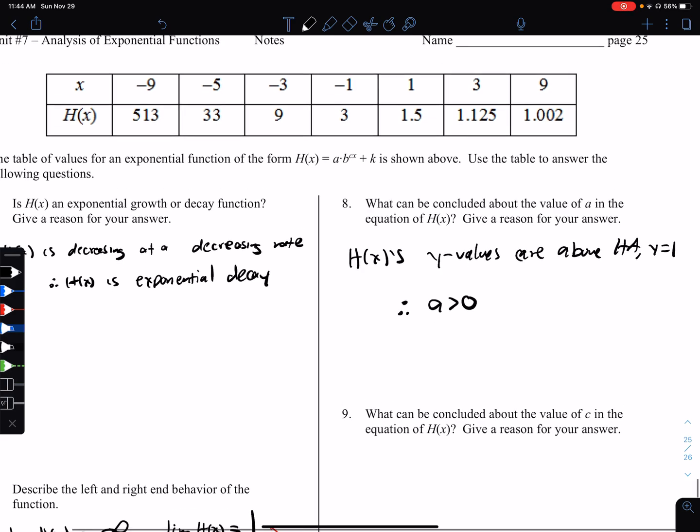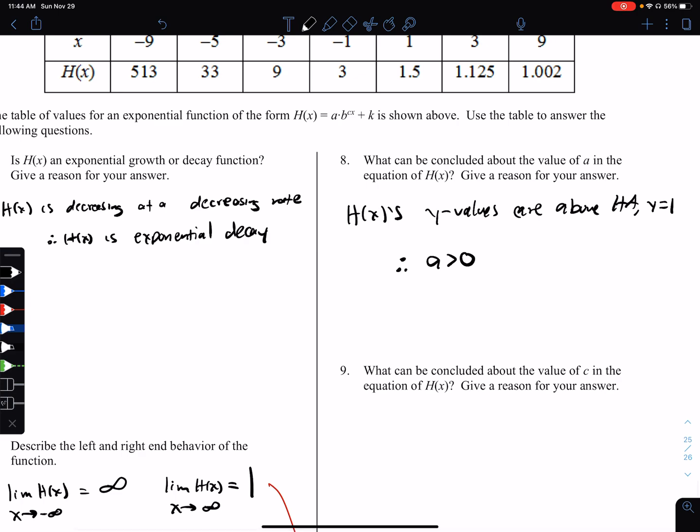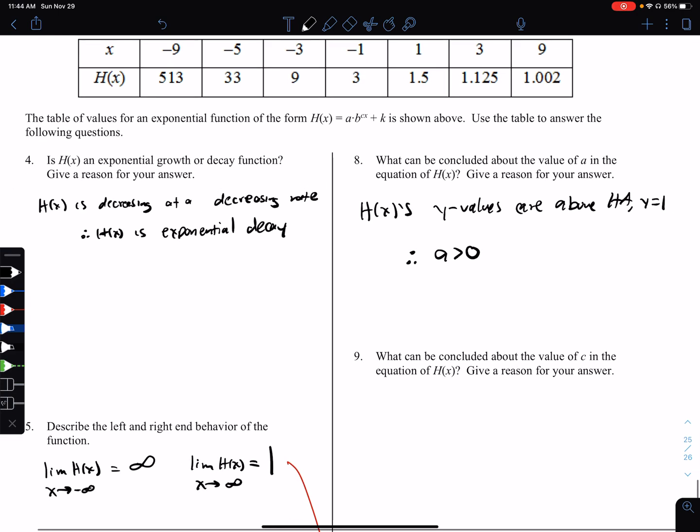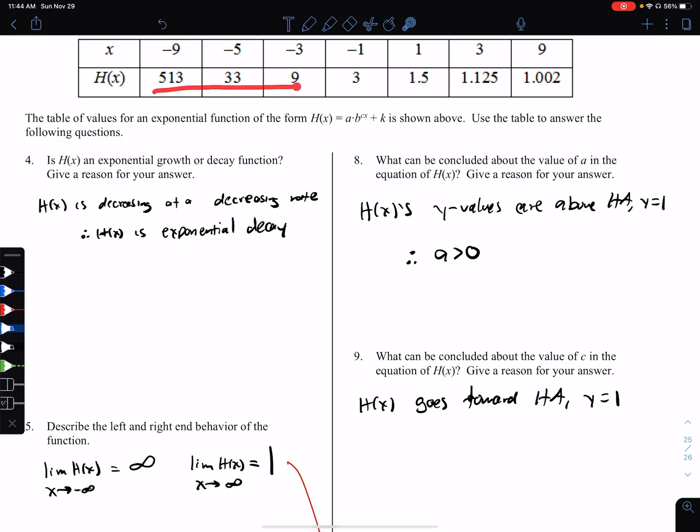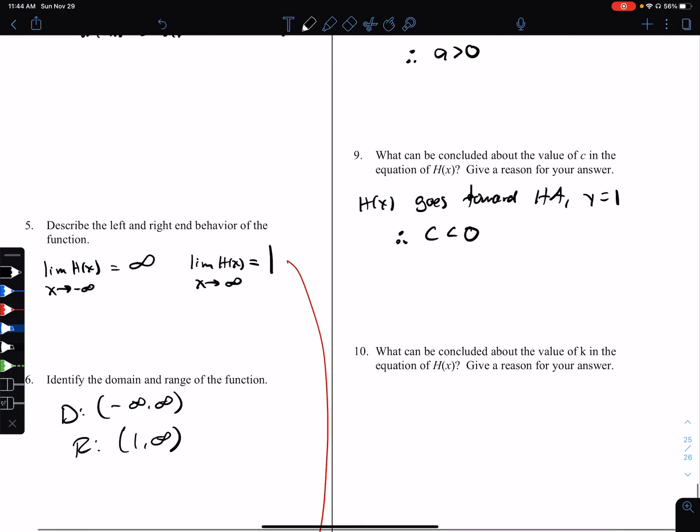What can be concluded about the value of c? So h of x goes toward the horizontal asymptote of y equals 1. As we go to the right, these numbers are getting closer and closer to that horizontal asymptote. So we can conclude from that that c has to be less than 0.